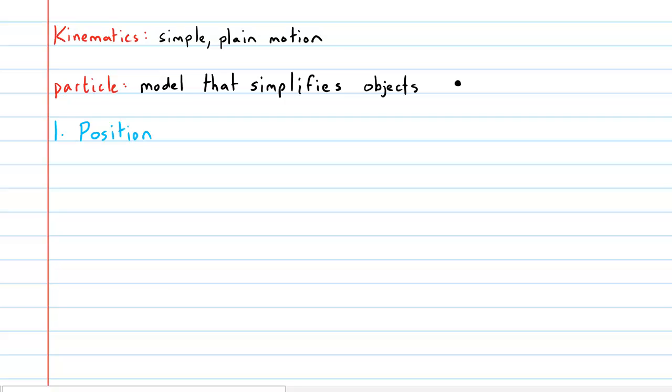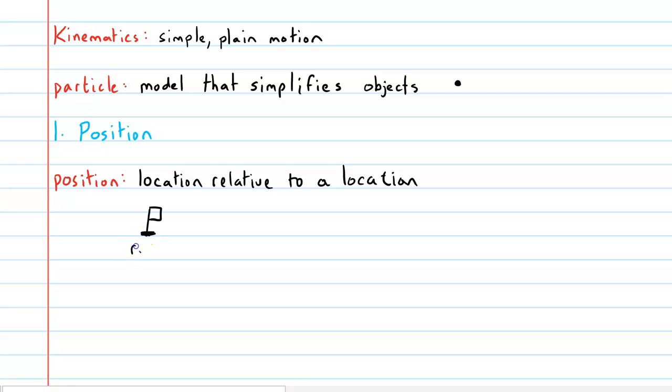Okay, so the way I like to think of position is just a location, right? Nothing too difficult about that. However, the thing about position is that we need to have a reference to know where the position is relative to that. Relative to a position, relative to a location. I like to think of it as like a flag, right? This is like your reference point. A location relative to a location, this is our reference point.